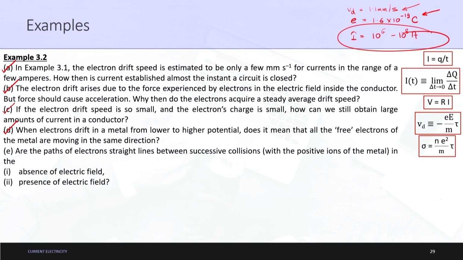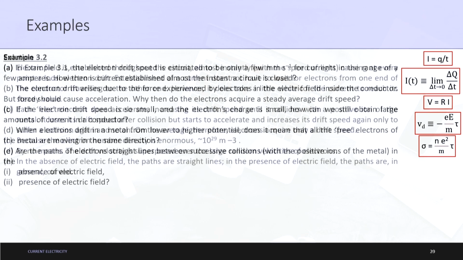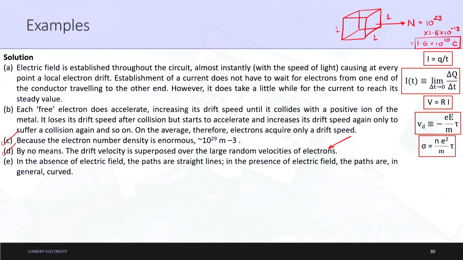Are the paths of electrons straight lines between successive collisions in the absence of electric field and in the presence of electric field? In the absence of electric field, the paths are straight lines, which is quite evident. Because there is no electric field acting, there will be no external force on these electrons, hence there will be straight line motion between collisions.